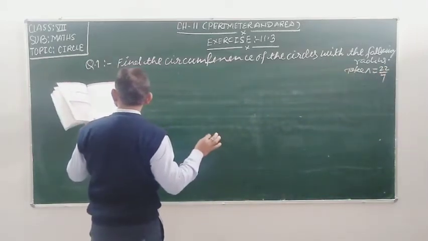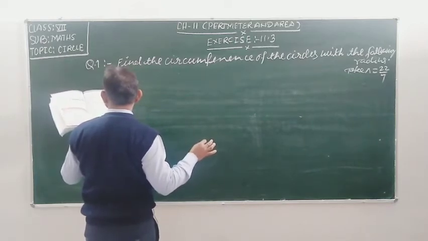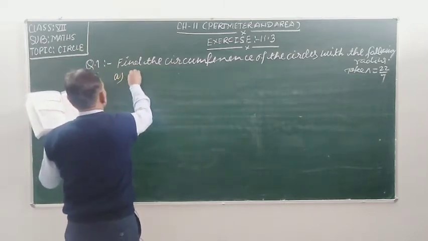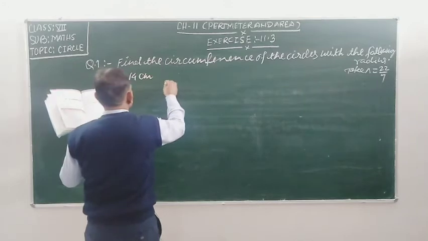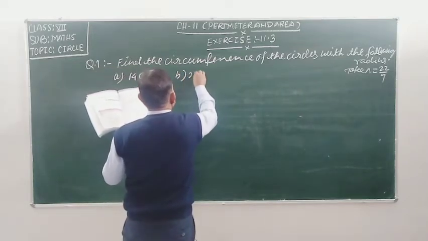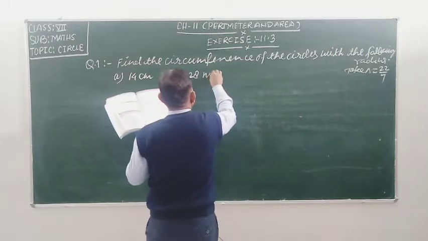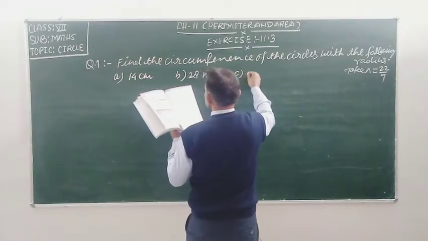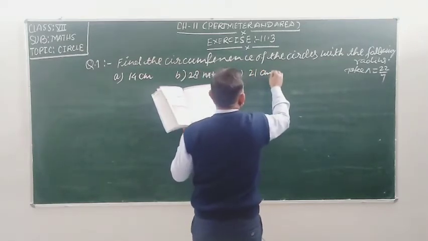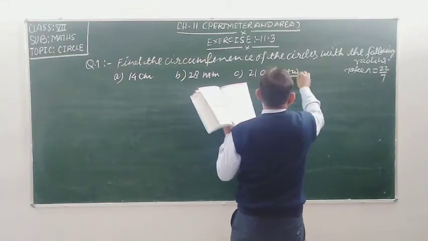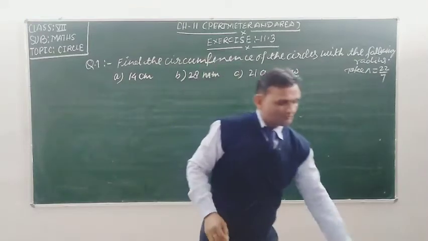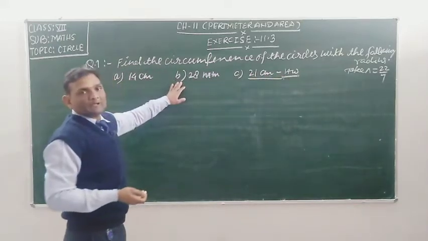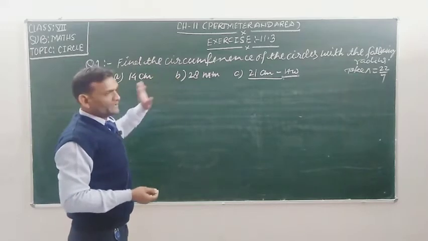So student, this question has 3 parts, but here I am taking only 2 parts, A and B. Part C you will do yourself, student. Part A is saying 14 centimeter, B is 28 millimeter and C is 21 centimeter. This is homework for you. Part C you will do yourself according to part A and B. So here I am going to solve part A and B.